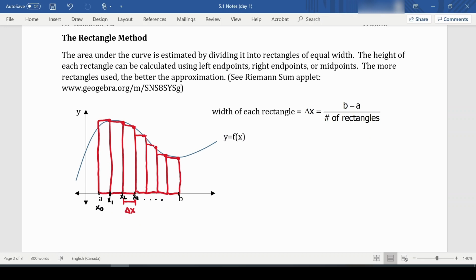Okay. Now if I look at rectangle number 1, what is the height of this rectangle? Well, the height of this rectangle would be wherever this point has landed on our curve, which would be f of x. So if I draw myself just this rectangle number 1 here, it's going to have a width of delta x, and it's going to have a height of f of xi, in this case, x1.